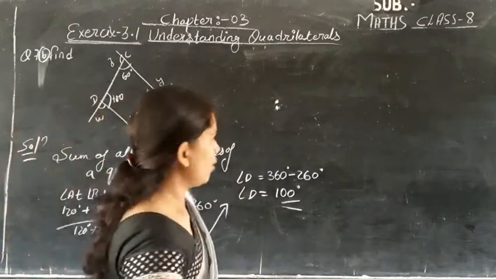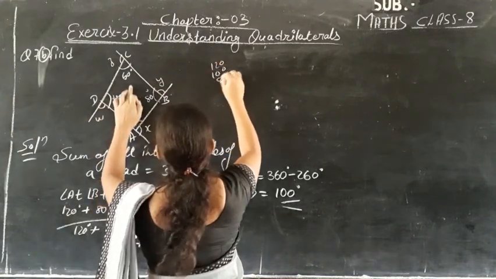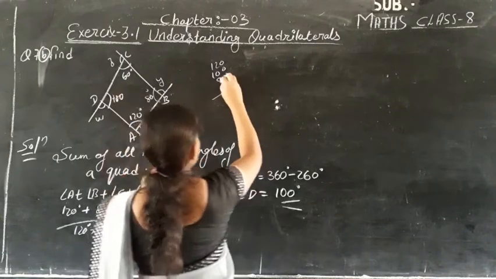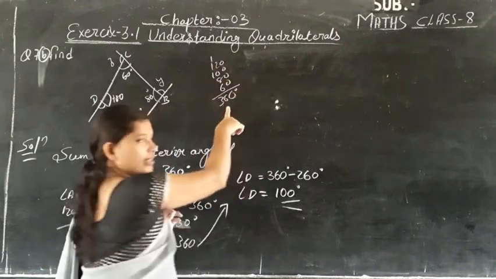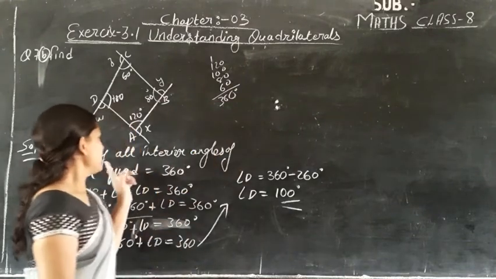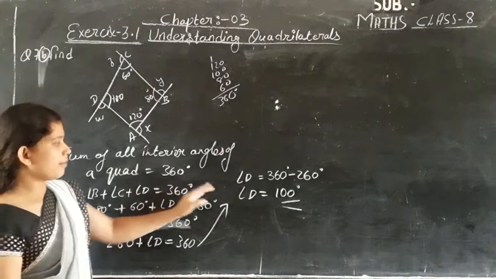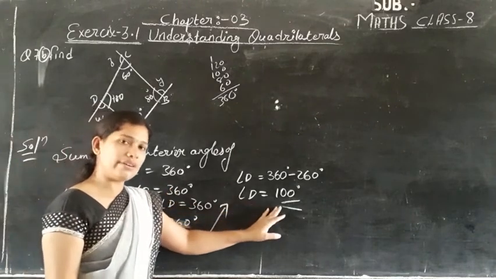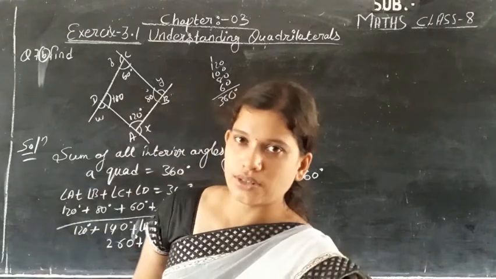Isn't it? Now in order to check, what you are going to do is 120 plus 100 plus 80 plus 60. So 0, 4, 6, 3, that is 360. Our answer is coming 360. As the sum of all the interior angles of a quadrilateral is equal to 360, that means the angle D value, which is coming 100, is correct. So in this way you can quickly check your answers also.